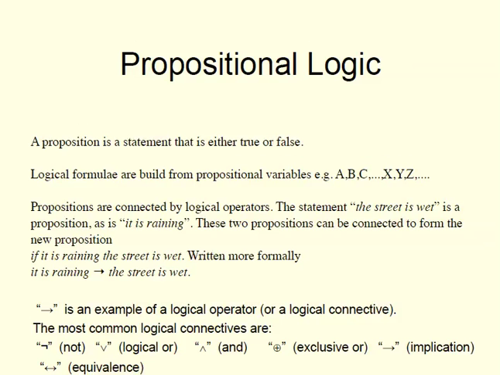For example, we looked at this example earlier: if you take the statement "the street is wet" and the proposition "it's raining", then we can form new propositions. For example, we can form the proposition "if it's raining, the street is wet". We can also write it as "it's raining implies the street is wet".